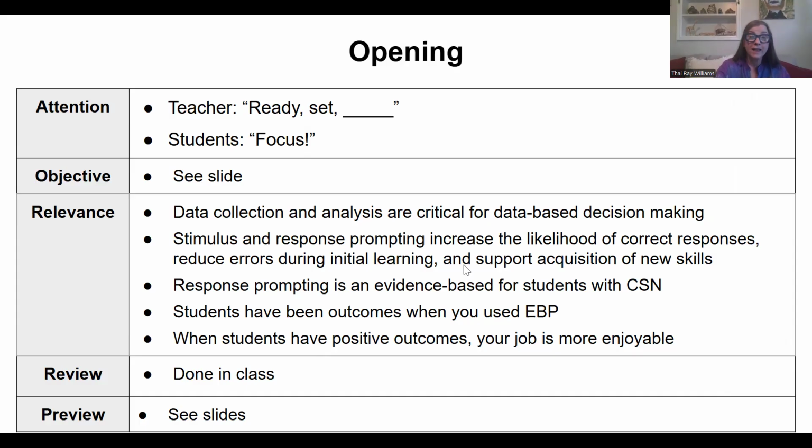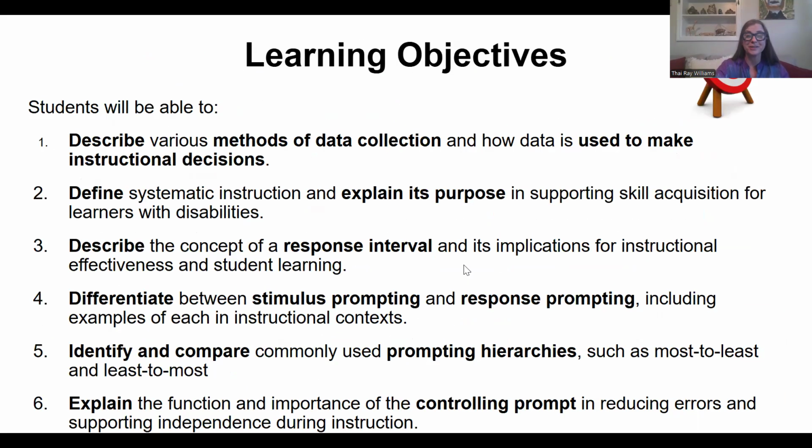Speaking of learning, what are you going to learn this week? Well, let's look at your objectives. By the end of the week, the hope is that you'll be able to describe data collection methods, and not only that, but to use data to make data-based decisions. I want you to be able to tell me what systematic instruction is, what its purpose is, and how it impacts not only your teaching but student learning. I want you to be able to describe what a response interval is and why it is important to student learning and to your instruction.